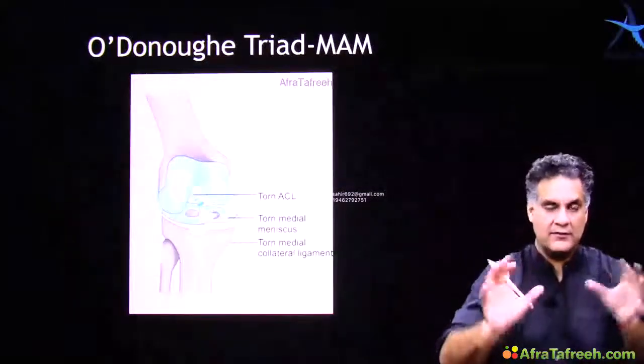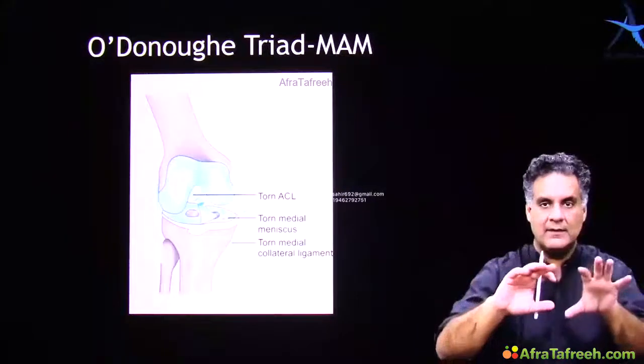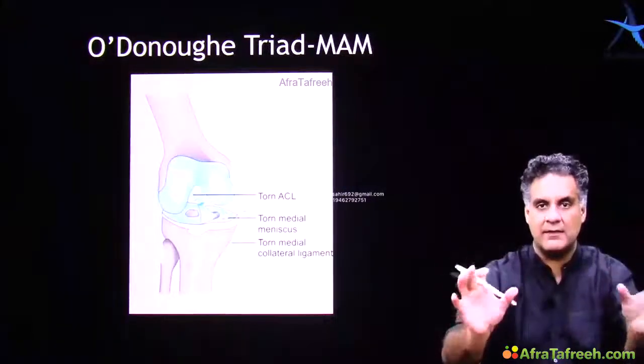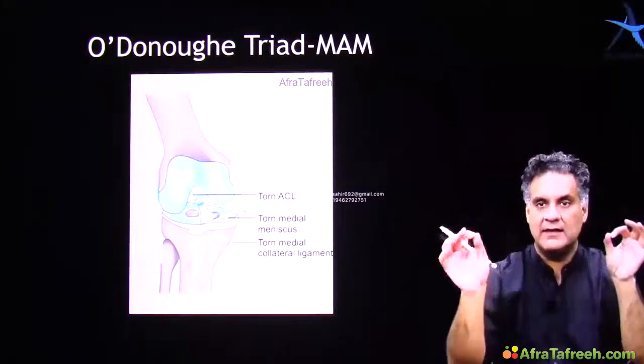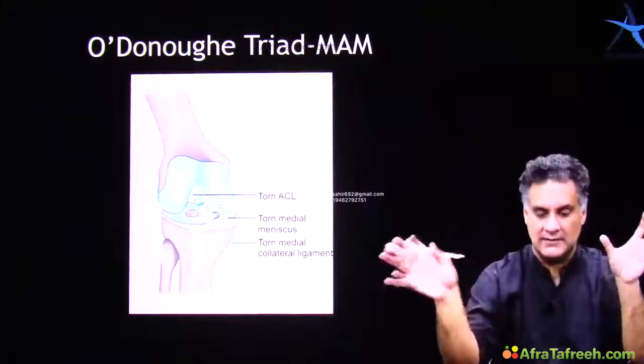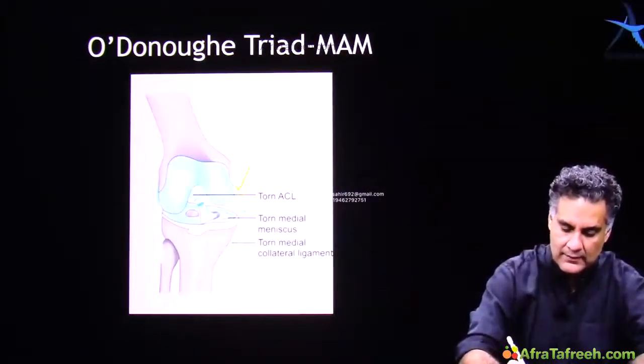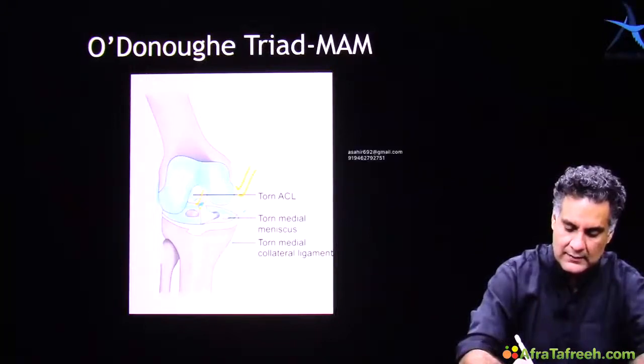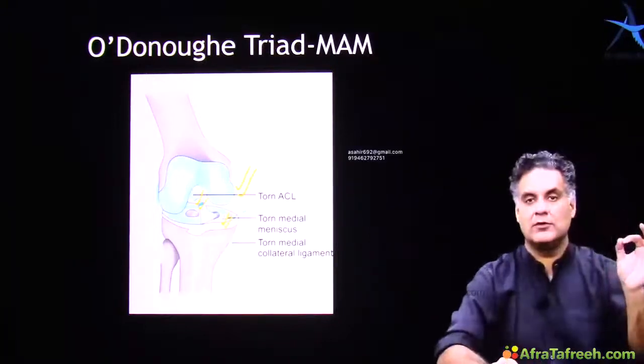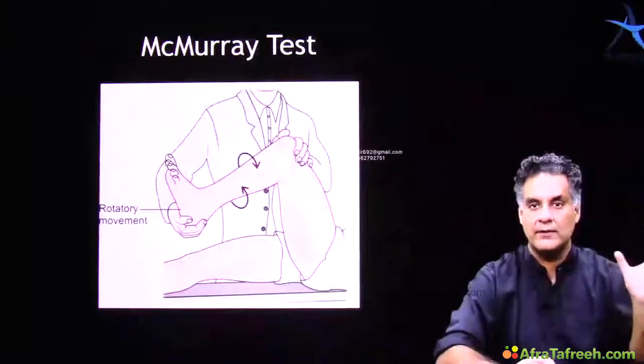And then if you look at an athlete, three structures can be damaged. MAM is dangerous: MCL, ACL, and medial meniscus. So there is damage to the medial collateral ligament, anterior cruciate ligament, and the medial meniscus. This is O'Donoghue triad, and the prognosis is not good.